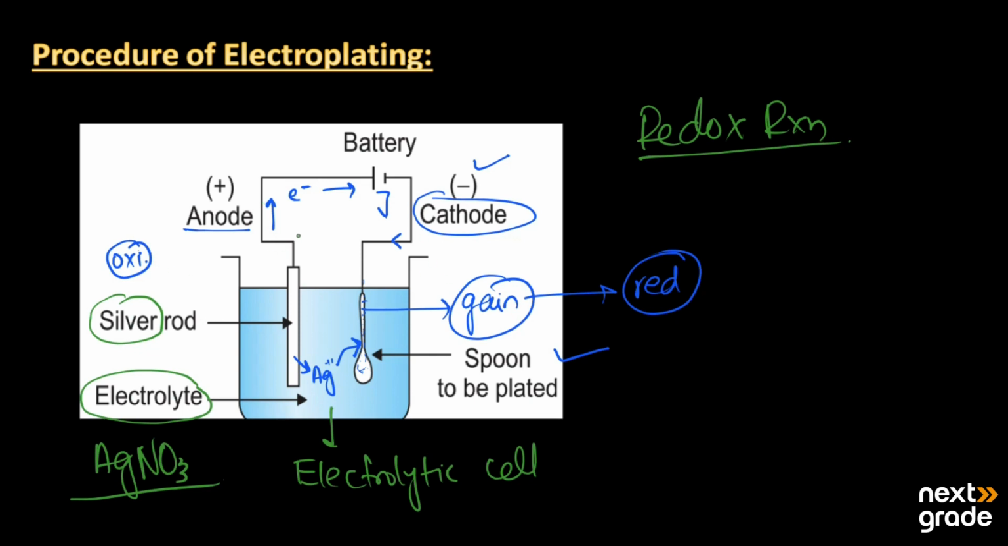So the metal that is to be plated is made the cathode, and the metal that is electroplated over the other is made the anode. Always keep this in mind. We also have to always choose an electrolyte which is the salt of the metal that is to be electroplated over the surface of the other metal. This was the simple procedure of electroplating.